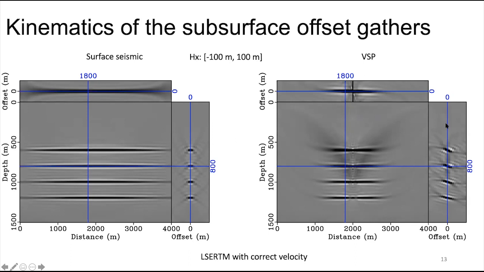The red panels show the subsurface offset common image gathers at x equals 1,800 meters. The subsurface offset range is from minus 100 meters to 100 meters, as denoted hx here. For the surface seismic survey, most of the entries in the subsurface offset common image gathers are focused at h equals 0. However, in the VSP survey, the entries in the subsurface offset common image gathers are distributed along lines with slopes. We cannot tell whether the migration velocity model is accurate or not.